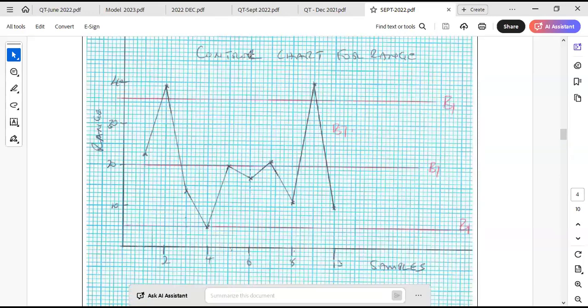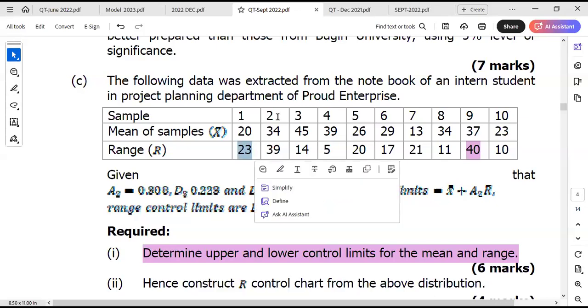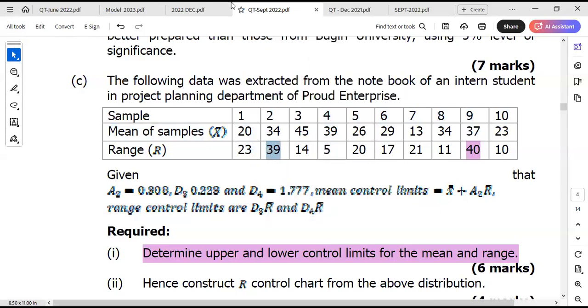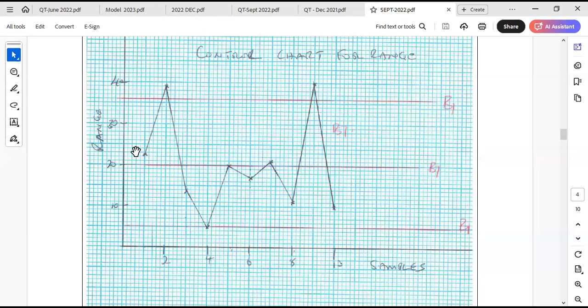The first range value is what? You stand on sample 1, then you look for the range value on the vertical axis. So for sample 1, the range value is 23. Sample 2, the range value is 39. So you put a dot, and after that you join them. You join using a ruler, all your points from sample 1 to sample 10.